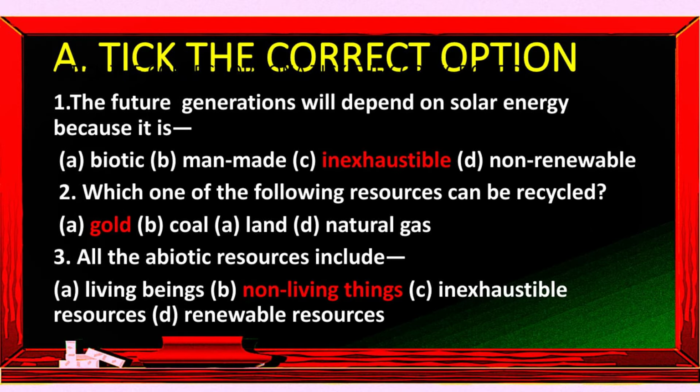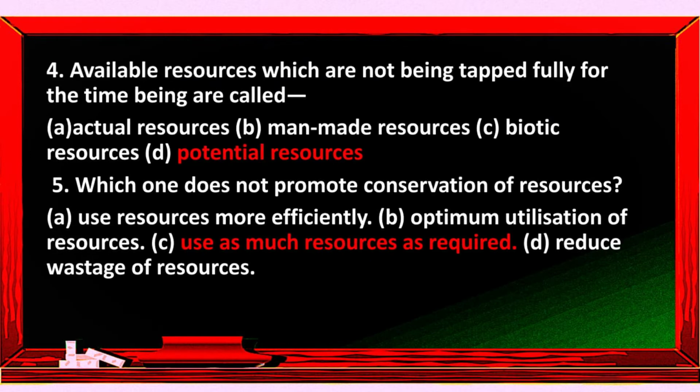Answer: Gold. 3. All the abiotic resources include A. Living beings, B. Non-living things, C. Inexhaustible resources, D. Renewable resources. Answer: Non-living things. 4. Available resources which are not being tapped fully for the time being are called A. Actual resources, B. Man-made resources, C. Biotic resources, D. Potential resources.